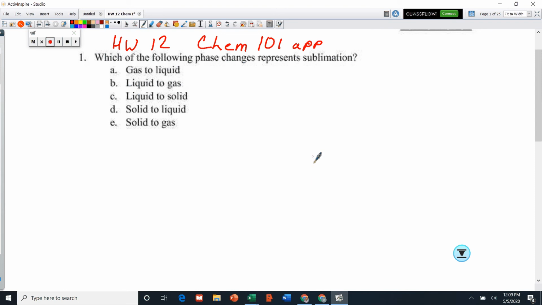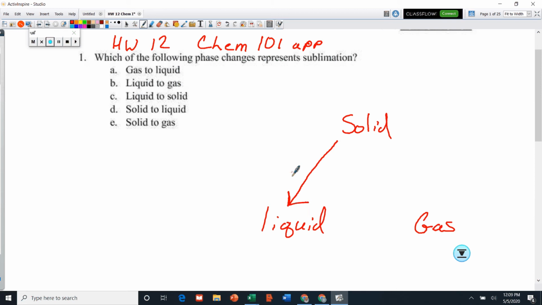So I'm just going to go ahead and do this. We have three main phases that we deal with in chemistry: solid, liquid, and gas. Those are our three main phases. To go from solid to liquid, we melt. To go from liquid to solid, we freeze.